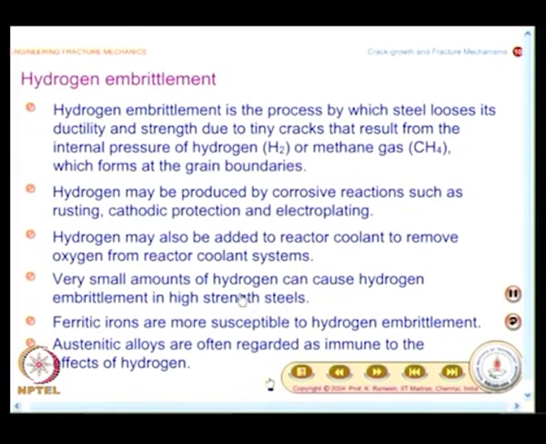and what you have to keep in mind is the hydrogen does not come from outside, it may be because of corrosive action such as rusting or cathodic protection, or hydrogen that is intentionally added in reactor coolant to remove oxygen can also give you problems.